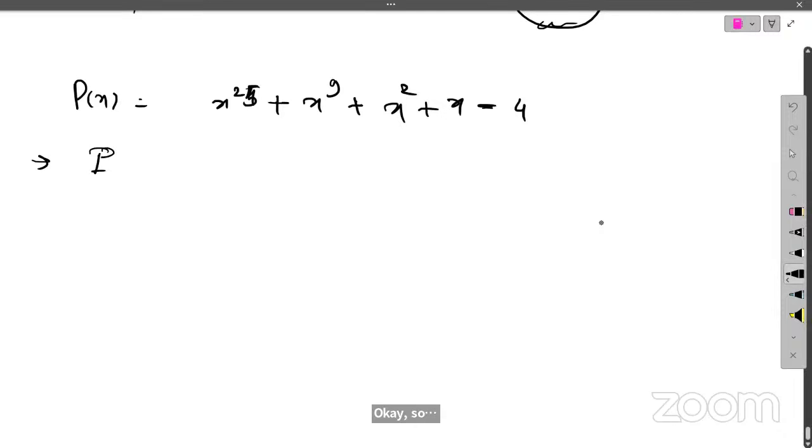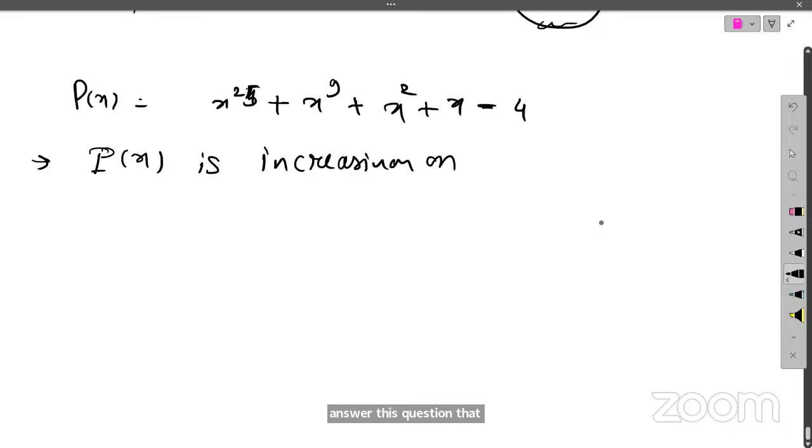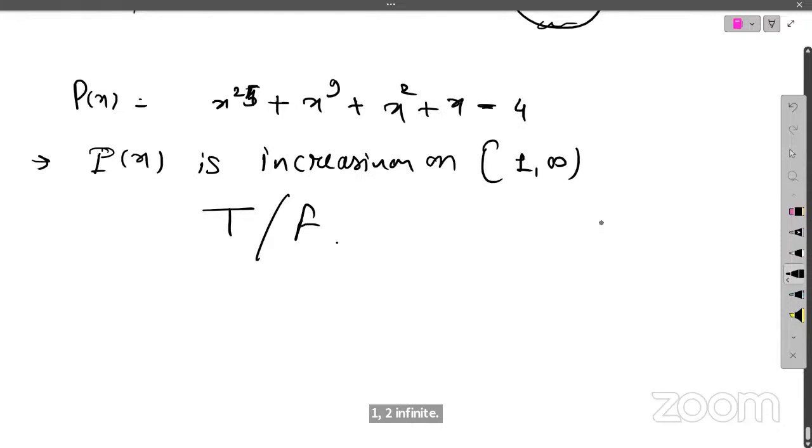Okay, so answer this question: p(x) is increasing on the closed interval 1 to infinity. Is this statement true or false? What can you guys say? This is 25, right? It is true.